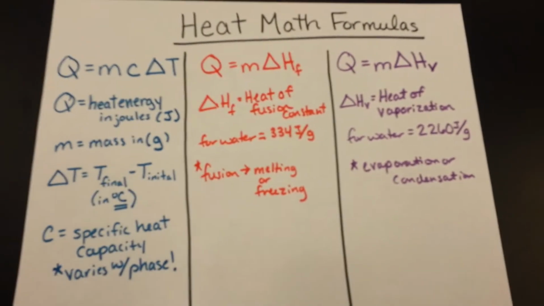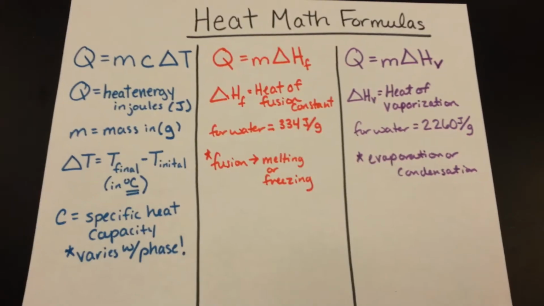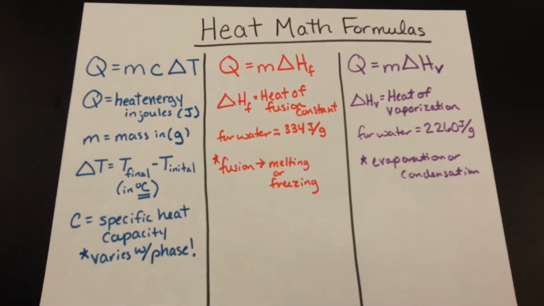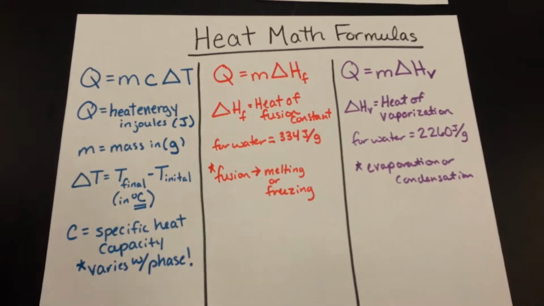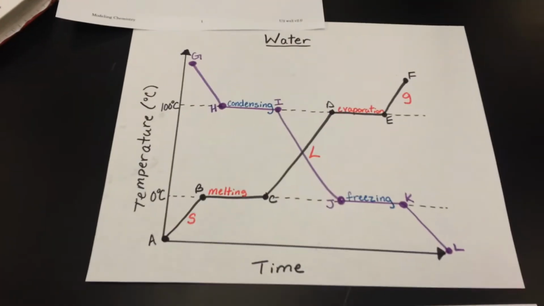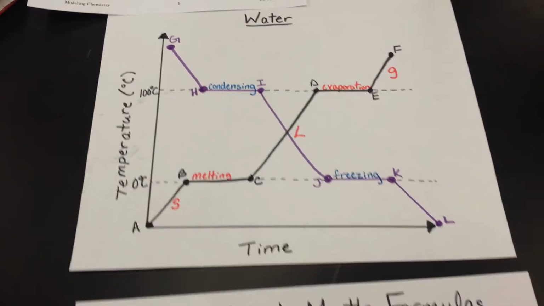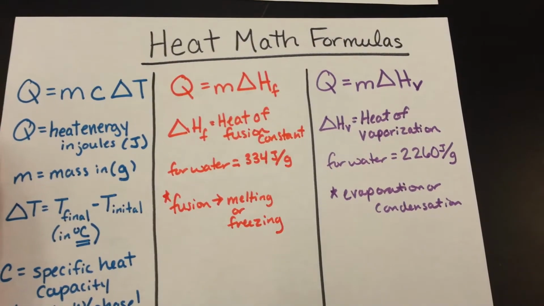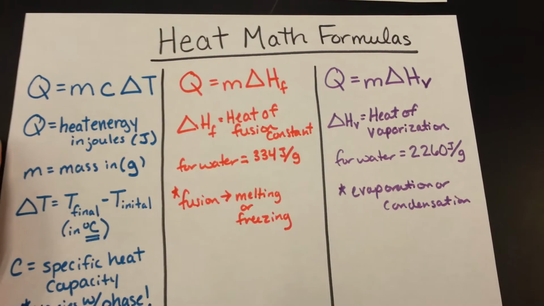Alright, so we've already talked about our Q = mcΔT for when you're on a slope. So let's discuss the flat line options. Now notice we have flat or slope, but we have two more formula options. And they differ because of the area you're working with.